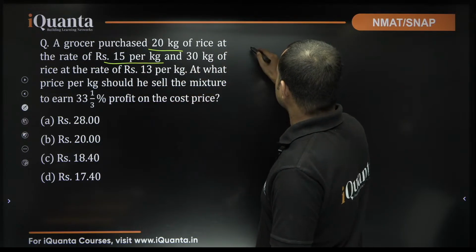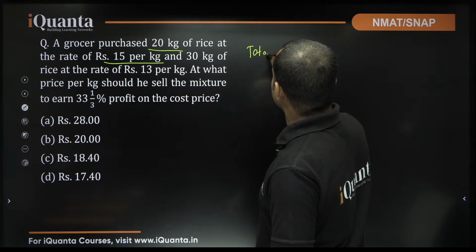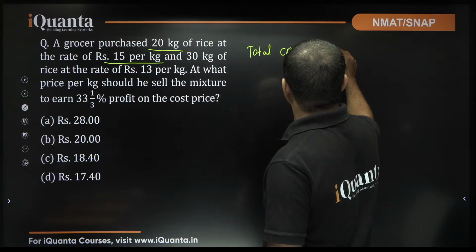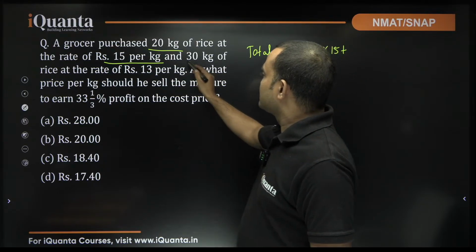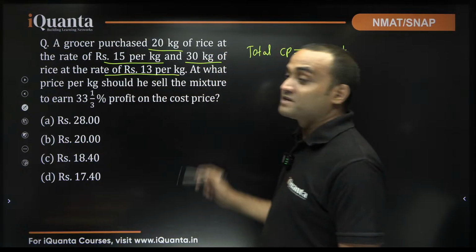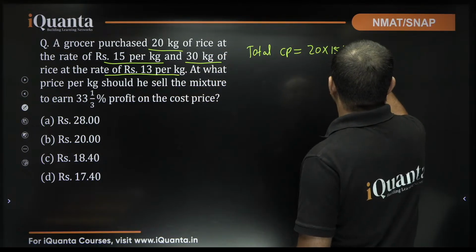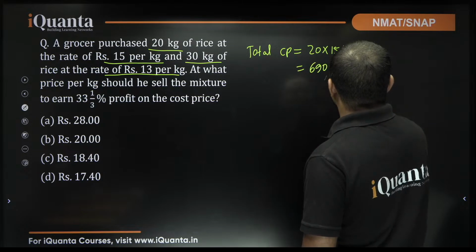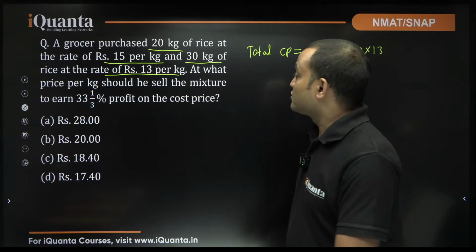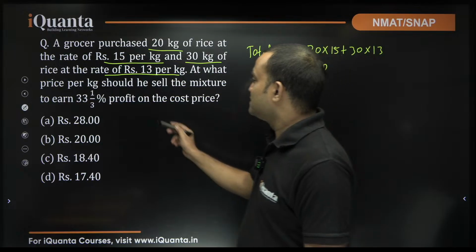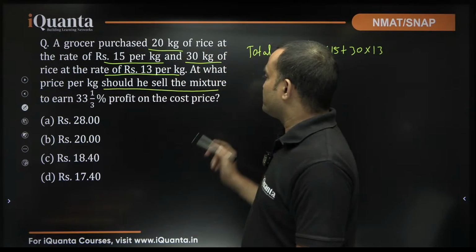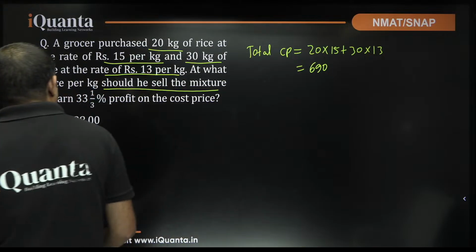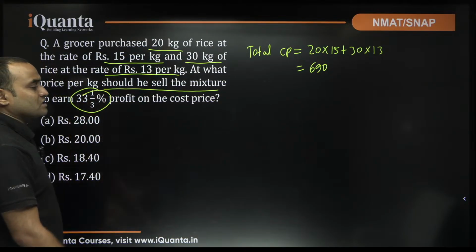per kg. So, total cost price is equal to 20 into 15 plus 30 kg of rice at the rate of 13 rupees per kg, 30 into 13, which is equal to 690. This is the total cost price. At what price should he sell the mixture to earn 33 1/3% profit on the cost price, right?